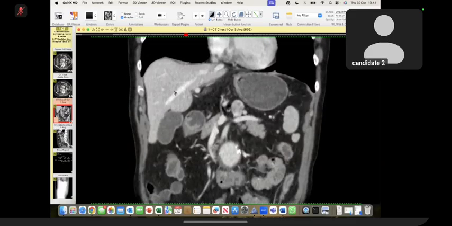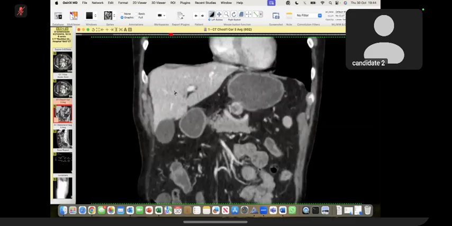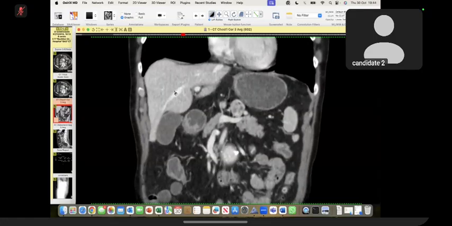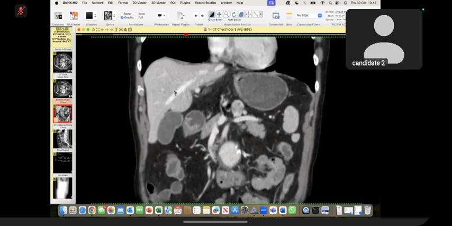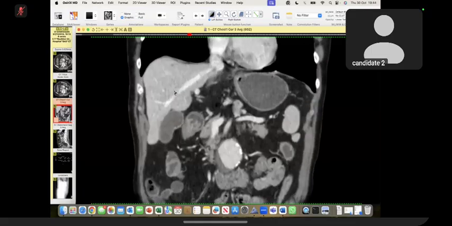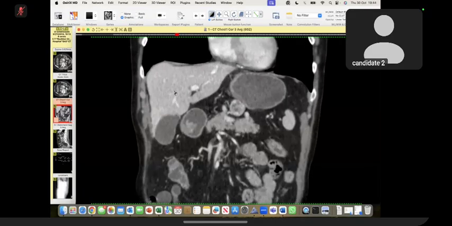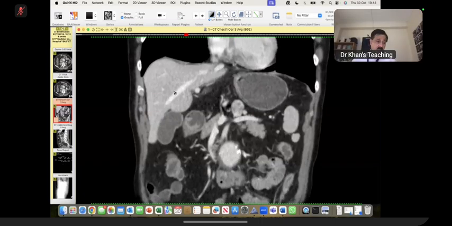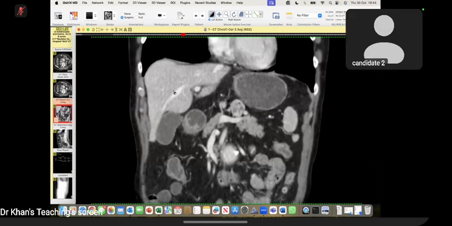I would look at other organs to look for any pathology elsewhere as well. I could not appreciate any perilesional fat stranding around this lesion. Spleen and kidneys appeared unremarkable. There were a few hepatic cysts. The gallbladder also does not show any signs of pathology.